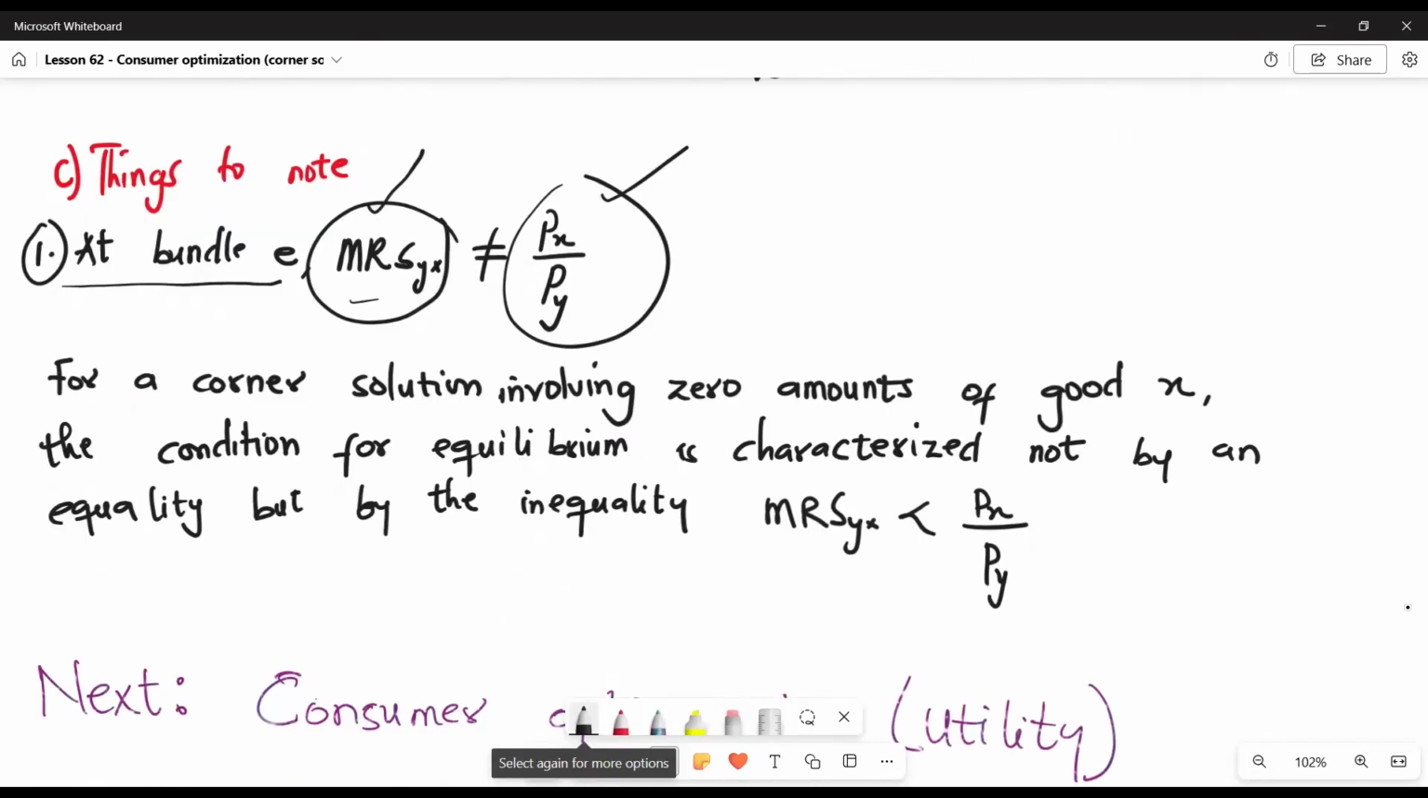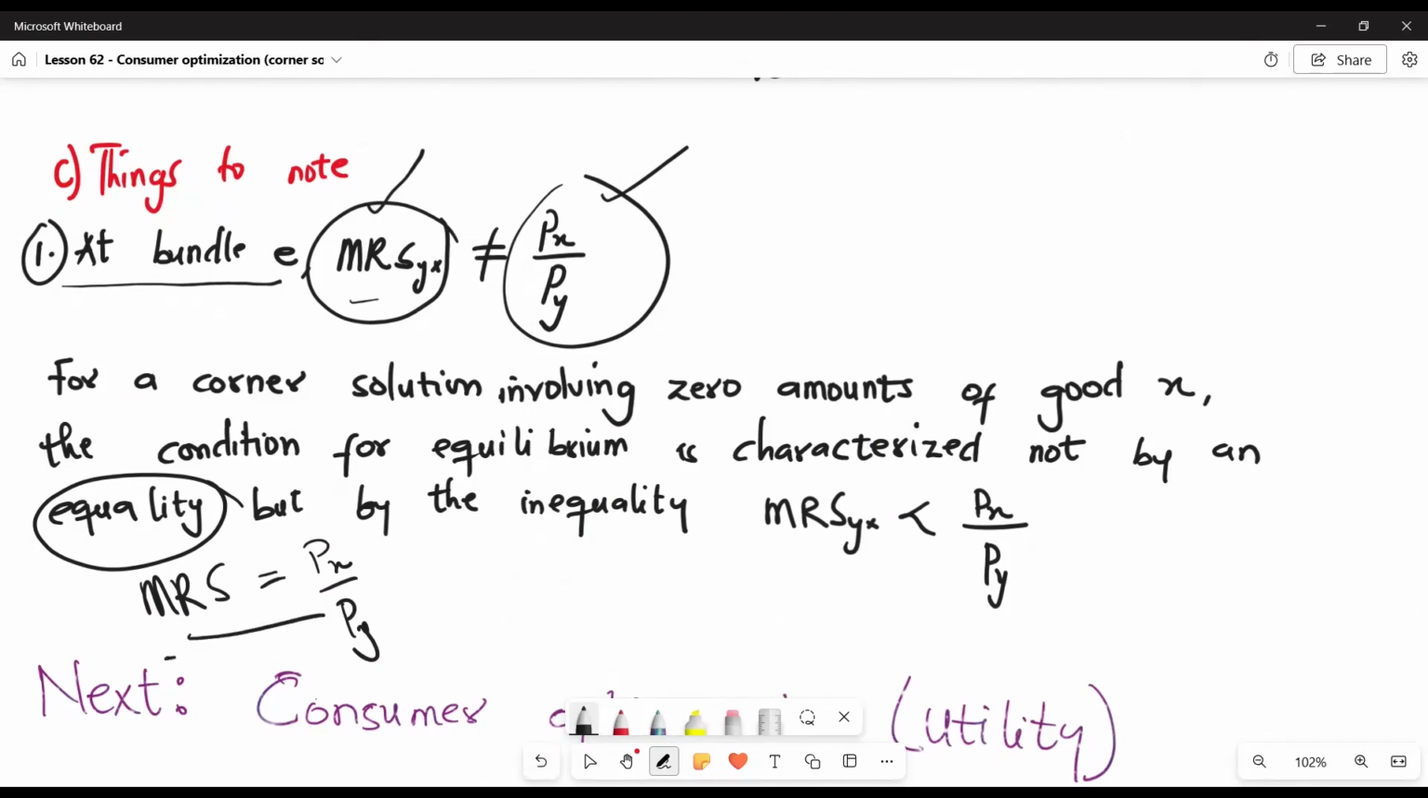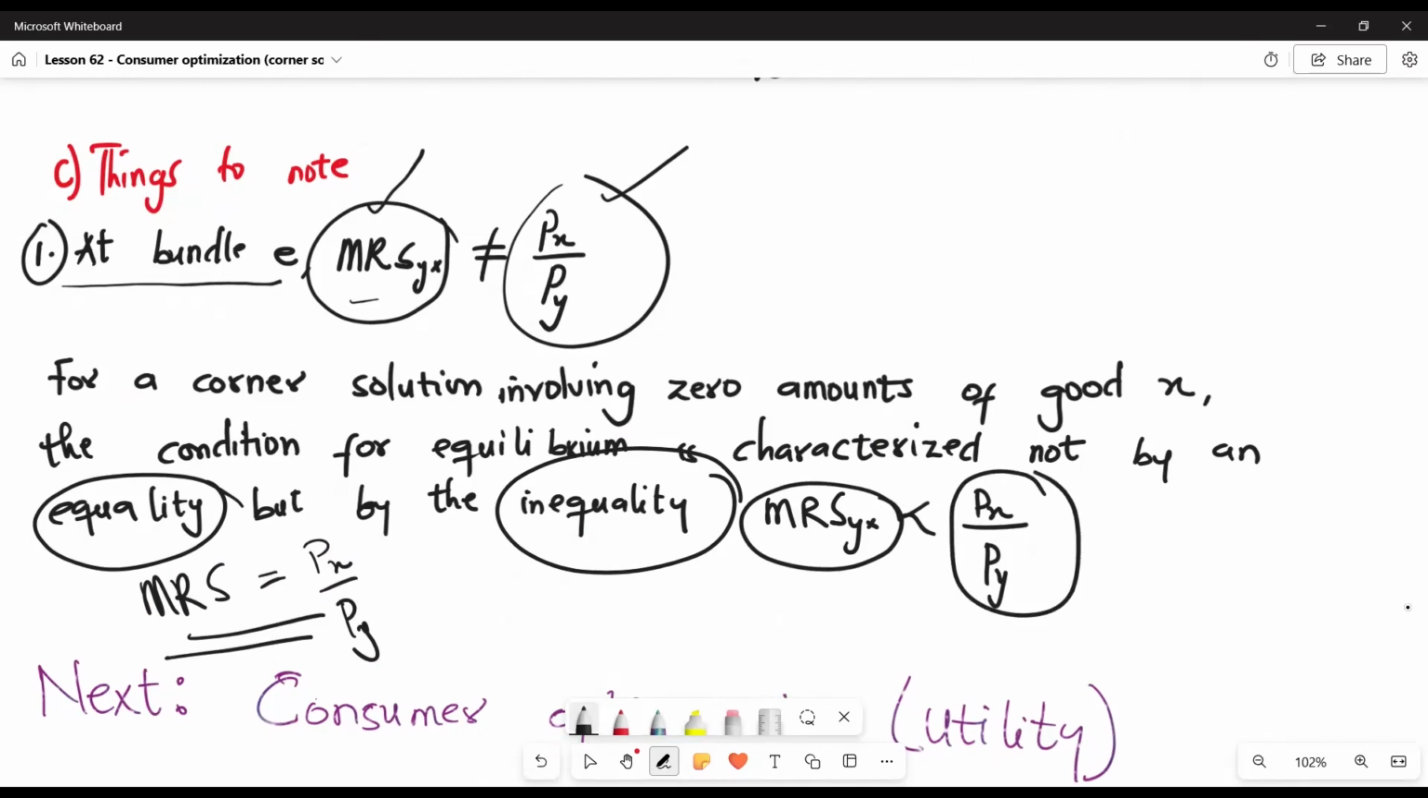So for a corner solution involving zero amount of good X, the condition for the equilibrium is characterized not by an equality. The equality here is simply saying that the two slopes are equal. So this condition does not hold, but it is characterized by an inequality. And in this case, the marginal rate of substitution, which is the slope of the indifference curve, is less than the slope of the budget line. And we see this by the budget line being a bit steeper than the indifference curve.